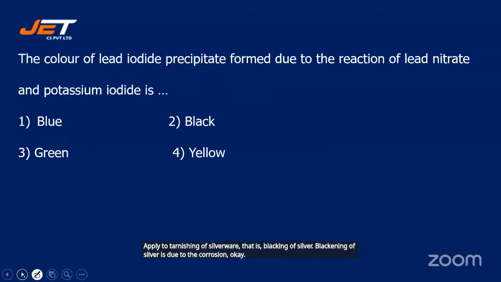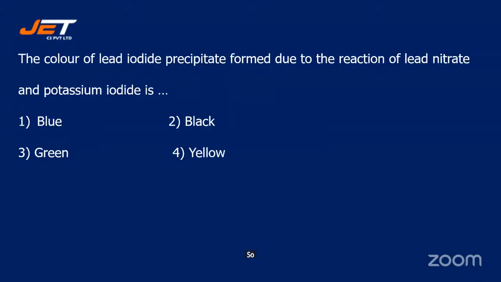Okay. So now next question. The color of lead iodide precipitate formed due to reaction of lead nitrate and potassium iodide is? So what is the color of lead iodide precipitate which is formed due to reaction of lead nitrate and potassium iodide? What is the color?